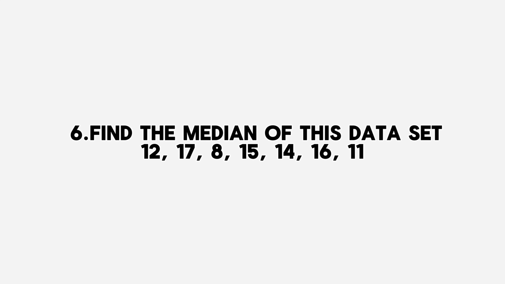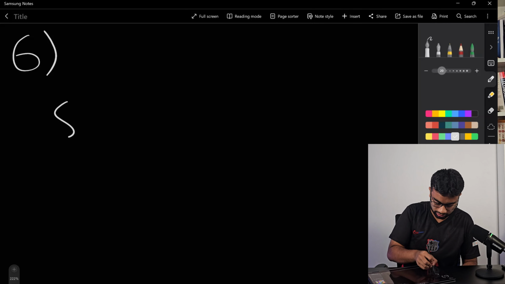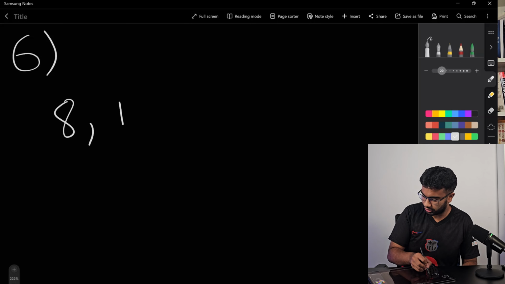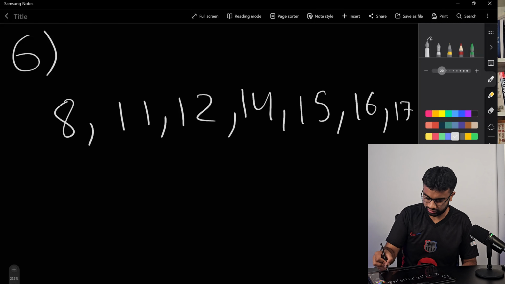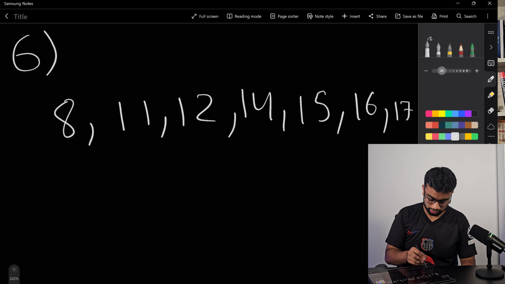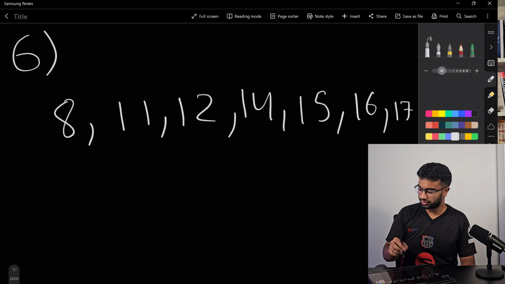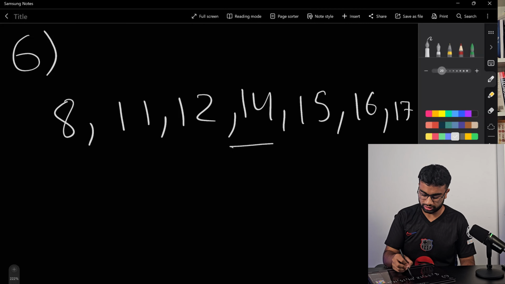Question 6 tells us to find the median of this data set. So let's start off by arranging this from smallest to largest, so it's easier for us to see which term is in the middle, which is how we find the median. So the smallest number is 8, then 11, then 12, then 14, then 15, 16, and then 17. If you count up the terms as 1, 2, 3, 4, 5, 6, 7 terms in this set of data, to find the middle term, you can see 14 is clearly the middle term.